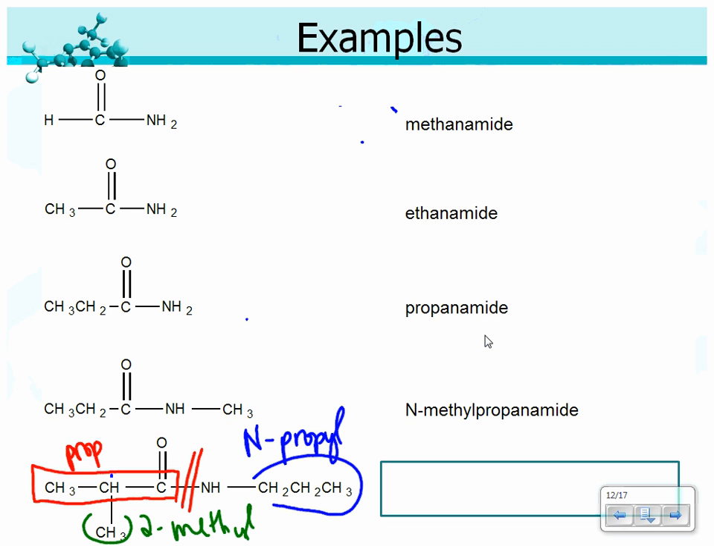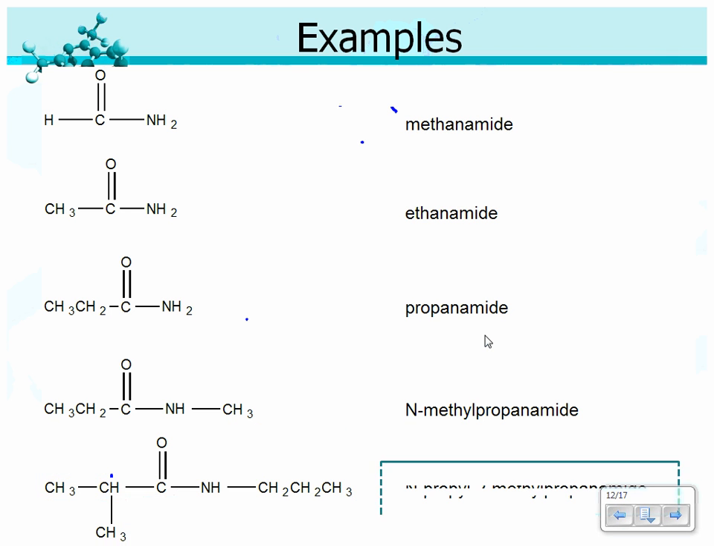So we've got to put all that together. N-propyl, then 2-methyl propanamide. So always put the N first. And then the 2-methyl, because the methyl is actually attached to that propane, you put those together. So that's why the N part has to go first. And you're done.